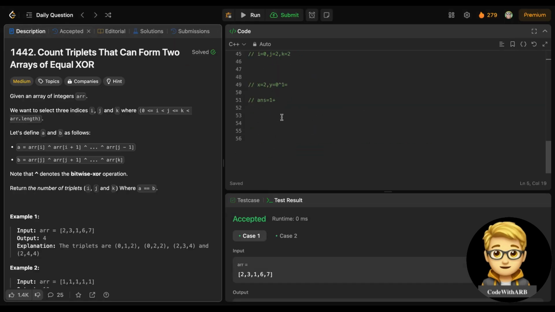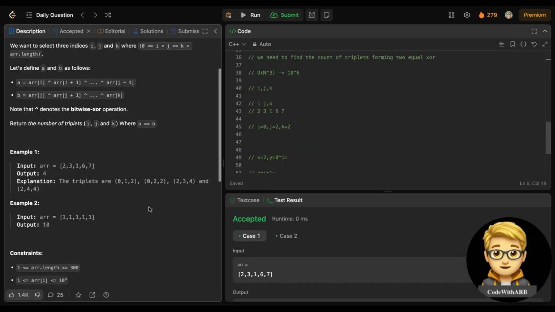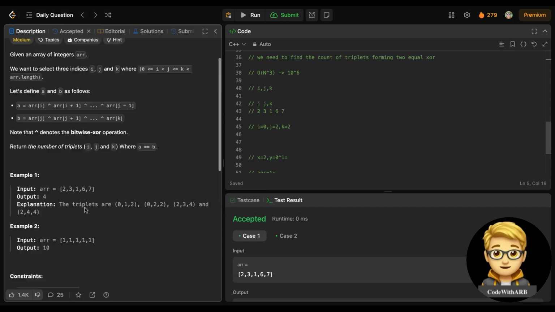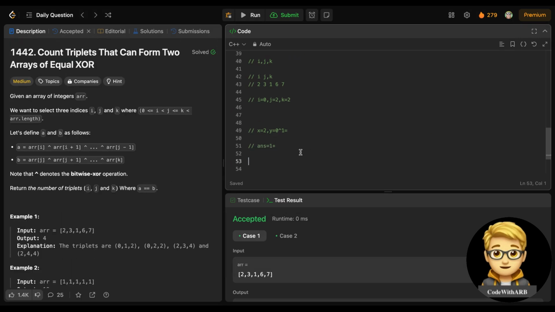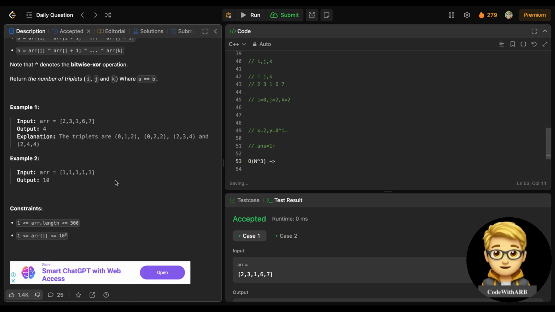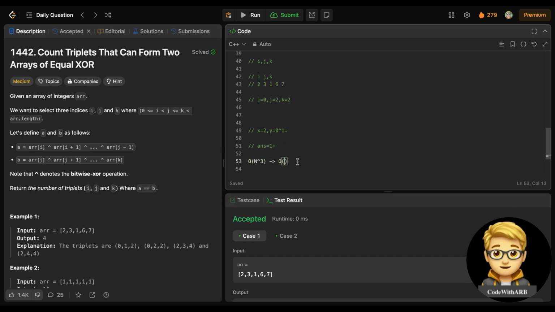So this is O of n cube, and we can apply O of n cube here because the constraints are very low. But if the constraints are very large, this would not work, right? So can we optimize this to O of n square? Let's think on this.